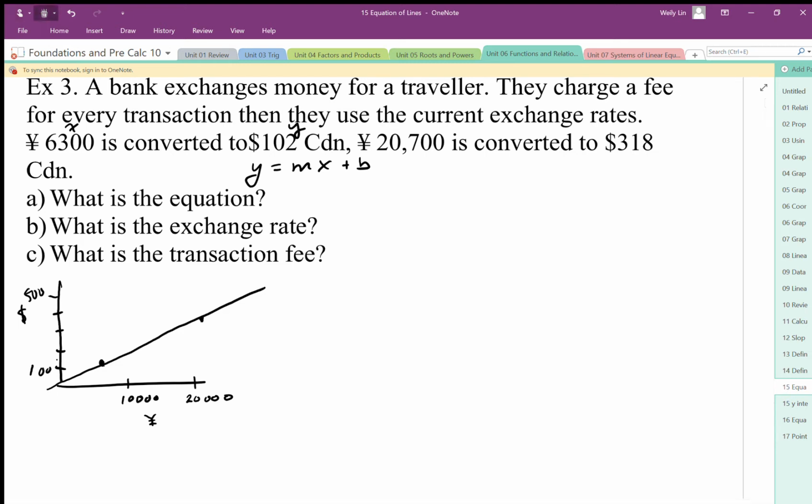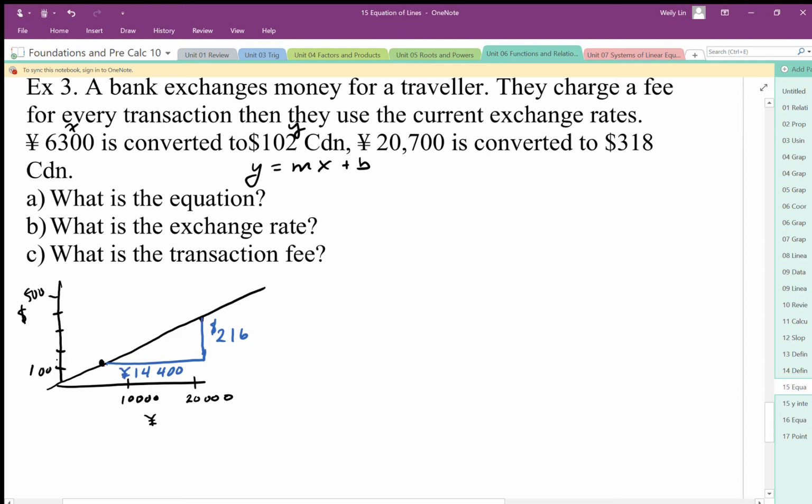So I'm going to calculate my slope first. My slope is going to be my change in y, so it's going to be 20,000 minus 6,300. Okay, so that's going to be 14,400 yen. Sorry, that's not my y. My change in y is going to be 318 minus 102, so $216. Okay, and the change in x is going to be 14,400 yen.